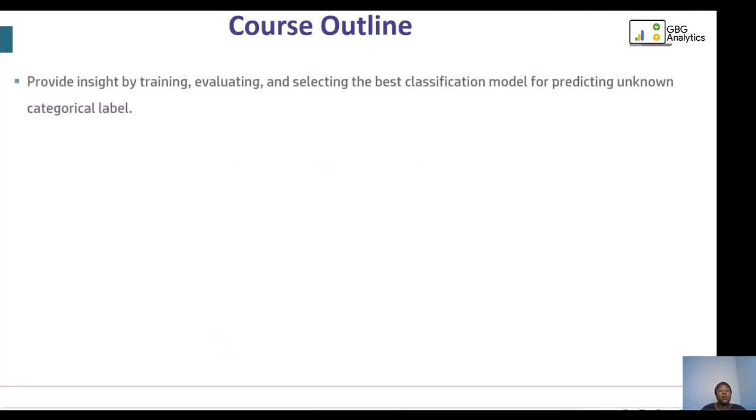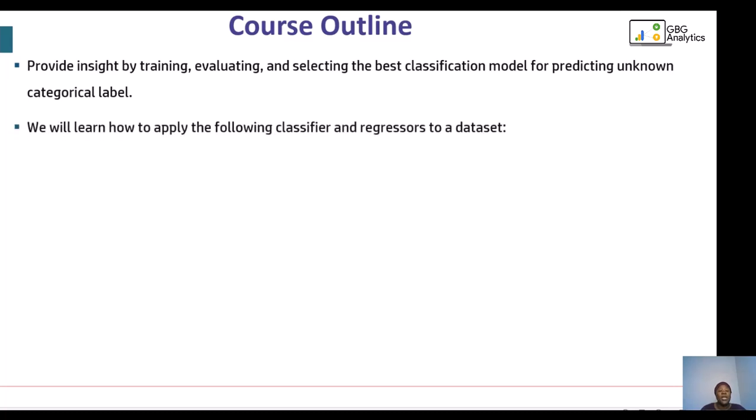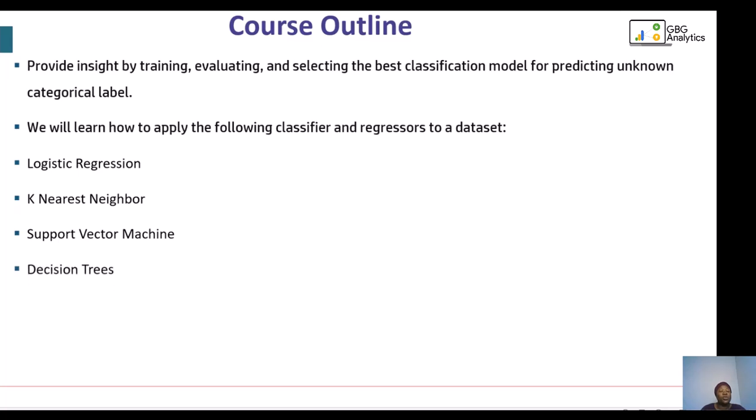For this course, we are going to provide an insight by training, evaluating, and selecting the best classification model for predicting an unknown categorical label, and we also do this for regression to predict values. We will learn how to apply the following classifiers and regressors to a dataset: logistic regression, k-nearest neighbor, support vector machine, decision trees, random forest, and gradient boost.